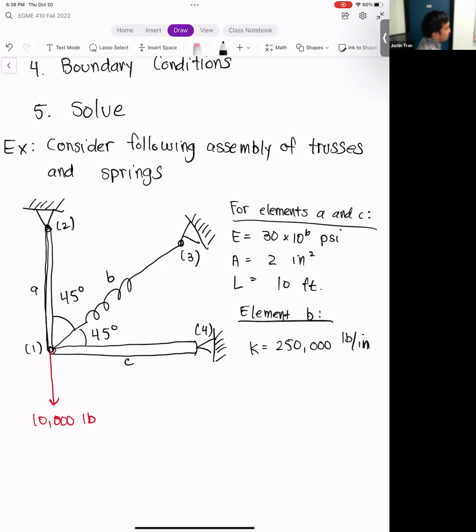Okay, so that's the setup for the problem. Our goal in this problem is to use the finite element process, in particular the direct stiffness method, to compute all of the displacements at the 4 nodes.